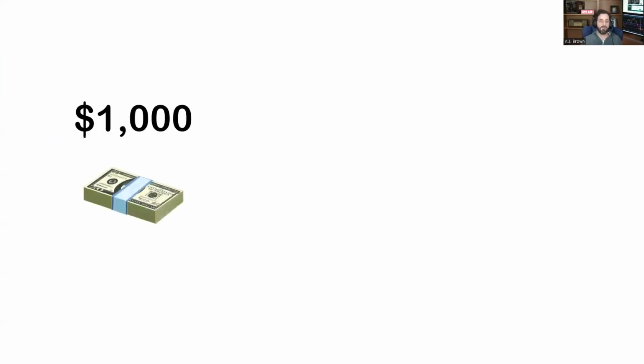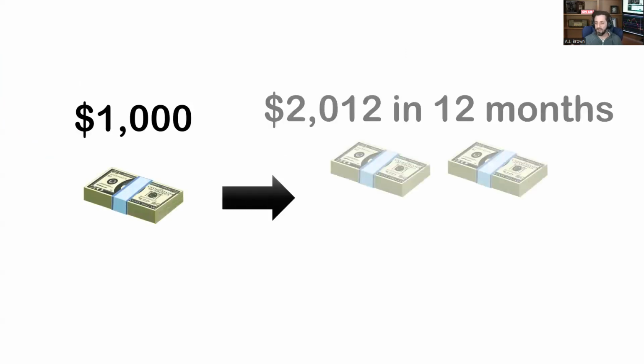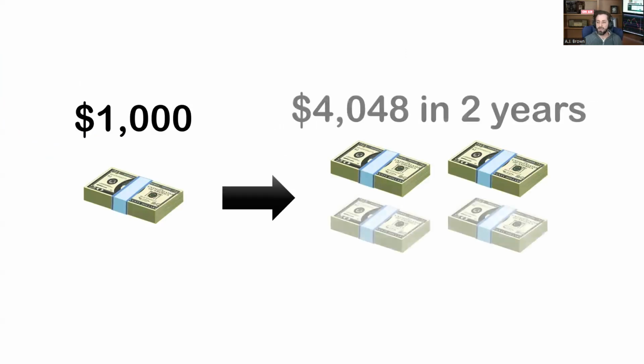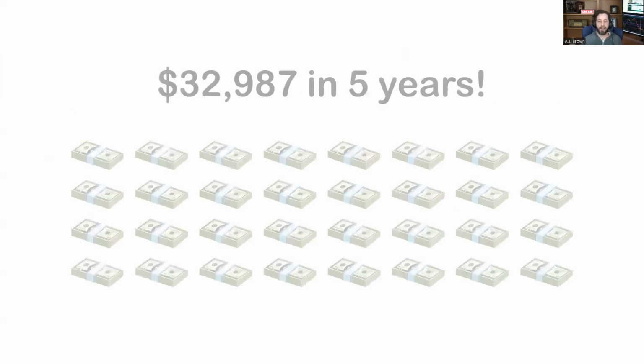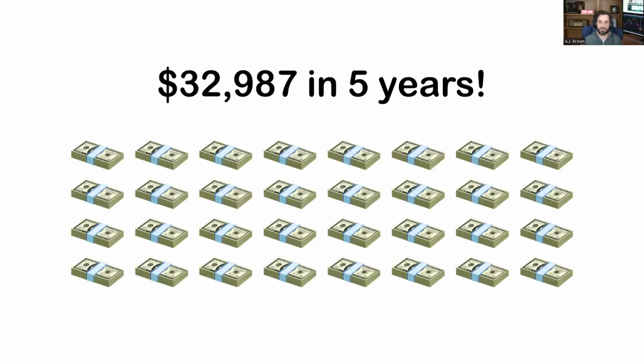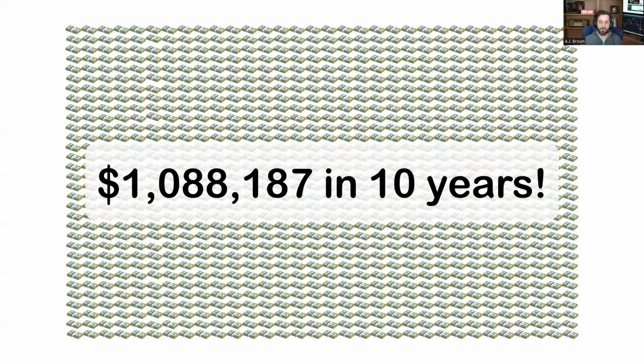So if you start out with a $1,000 portfolio, then after 12 months, it could be $2,012. After 2 years, just over $4,000. After 5 years, just under $33,000. And if you just keep focusing on that 6%, a $1,000 investment 10 years from now would make you a bona fide millionaire.